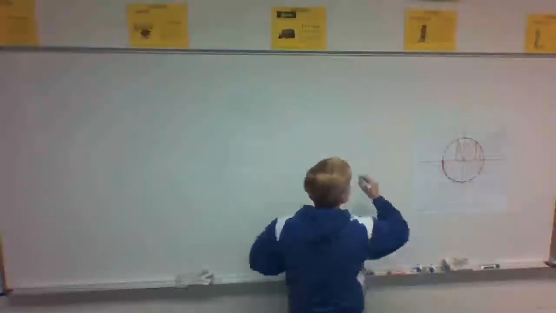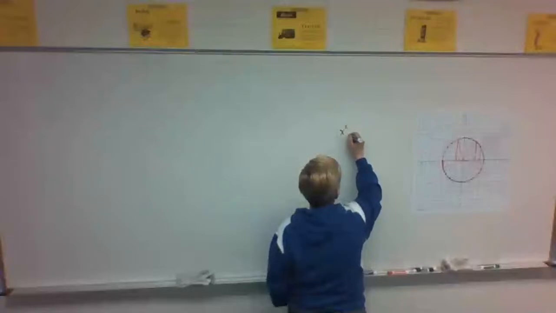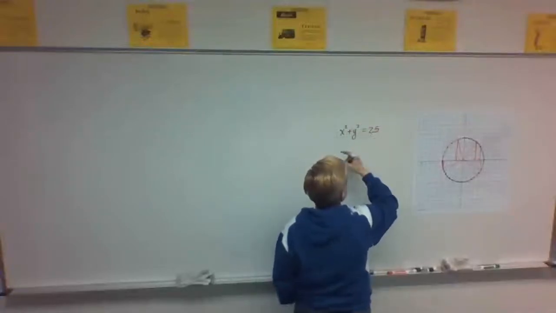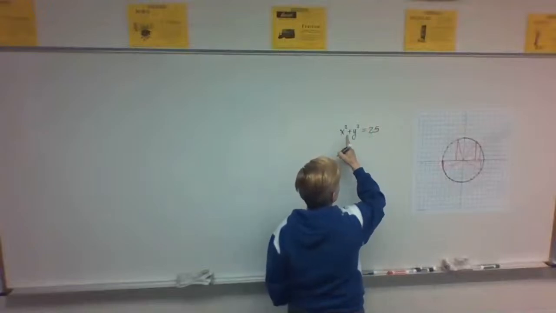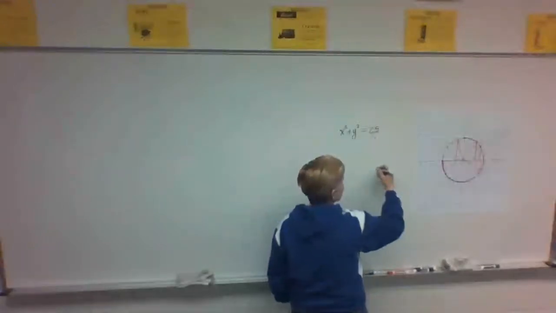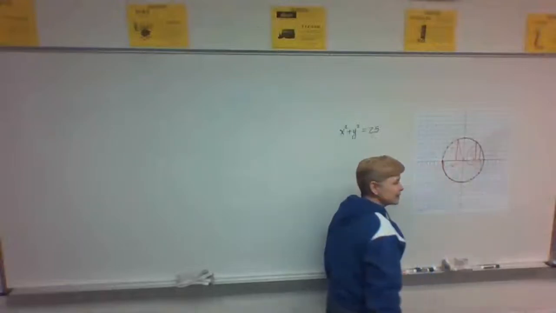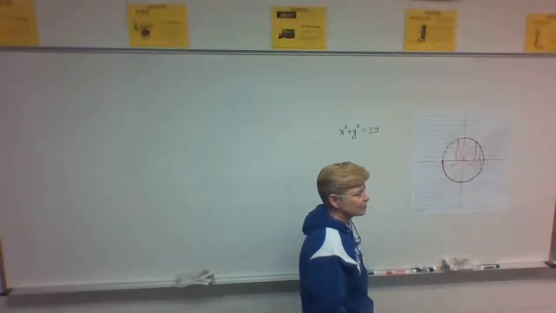And so the equation of this circle is whatever x is squared plus whatever y is squared will equal 25. And all possible combinations of x, y's that make this true are on this circle, all billion of them or more.